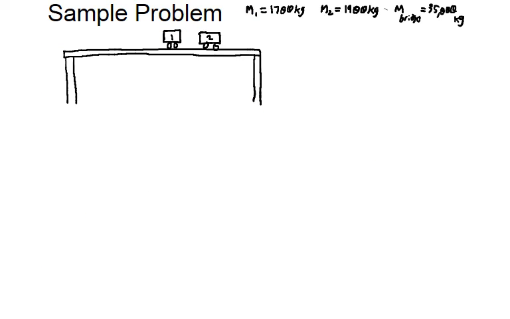All right, so let's take a look at this one. We have a bridge with two cars on it, and we want to figure out what the supports need to be if we had two cars like this on a bridge. Mass 1 is 1,700 kilograms, mass 2 is 1,900 kilograms. The mass of the bridge is 35,000 kilograms.